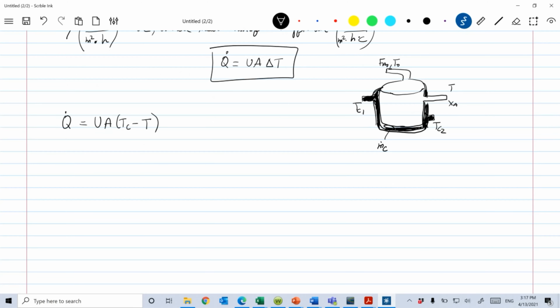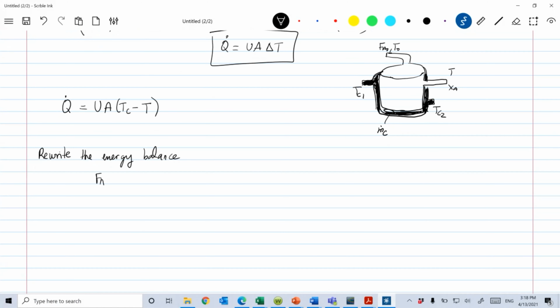So you can plug Q into the energy balance and rewrite the energy balance. And you can do some switching things around.